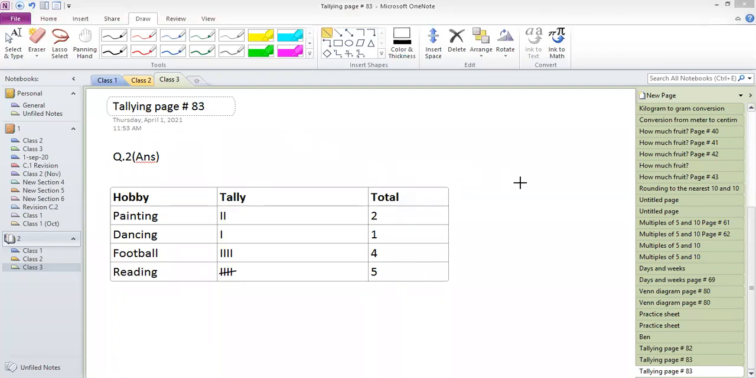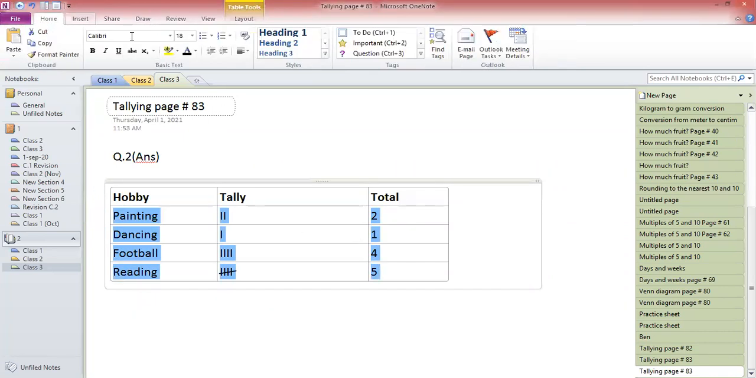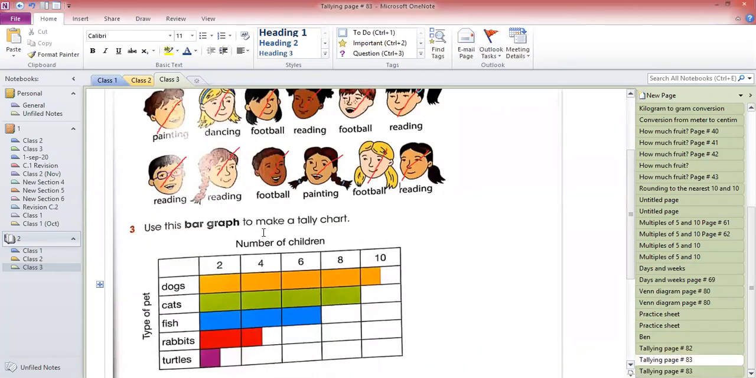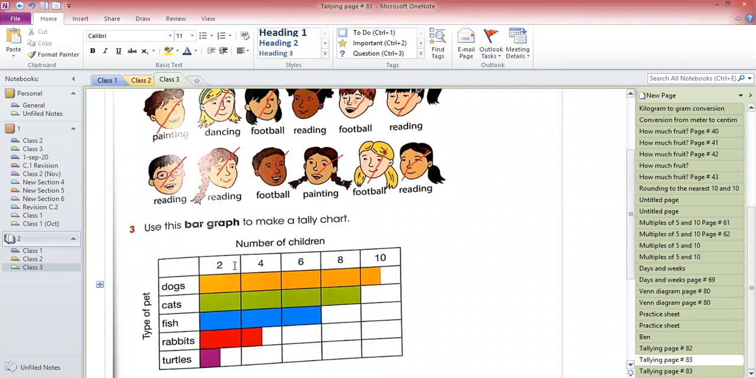And guys, now for question number 3, we will go for question number 3 now. Question number 3, guys. Here you have to use a bar graph to make a tally chart. Now you know about tally chart. For question number 3 also you have to make this type of tally chart. Okay. Instead of hobby, we will write here number of children. Okay. The number of children are having different types of pet.